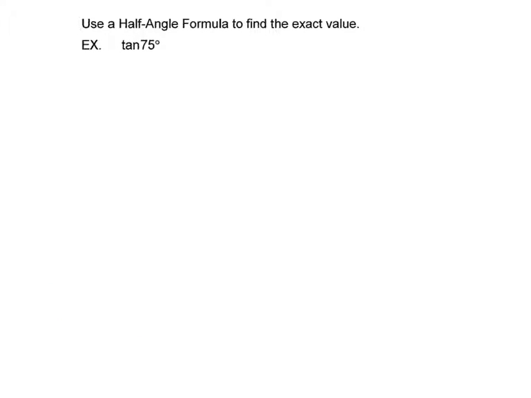So we want to use a half angle formula to find the exact value of the tangent of 75 degrees. 75 degrees is not on the unit circle, so we need another method to find its value. First, we need to know, as far as the formula goes, if it's supposed to be a plus or a minus in front of the square root. So I look at the angle that I've been given, 75 degrees. That's in quadrant 1. And the tangent in quadrant 1 is positive. So I know I have a positive square root.